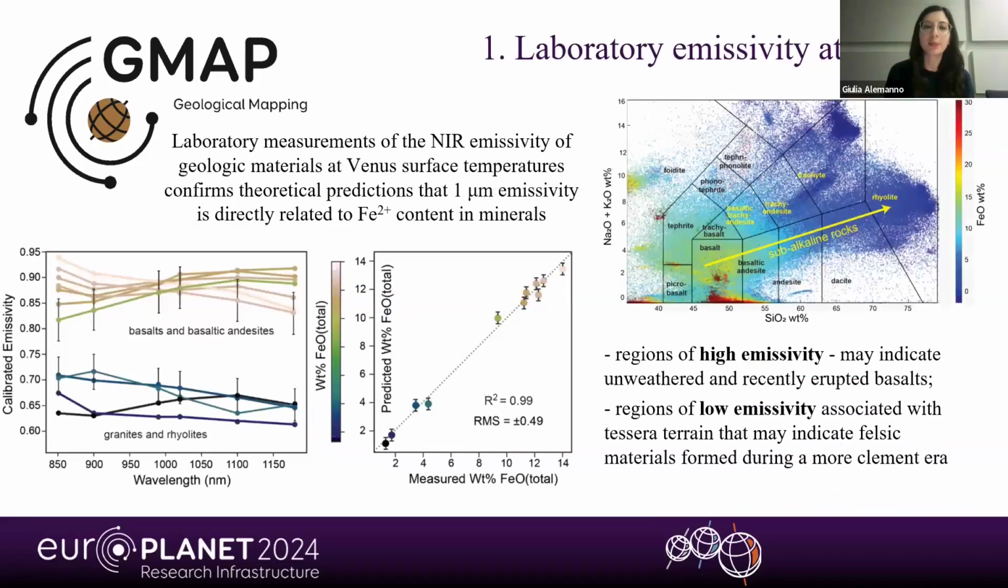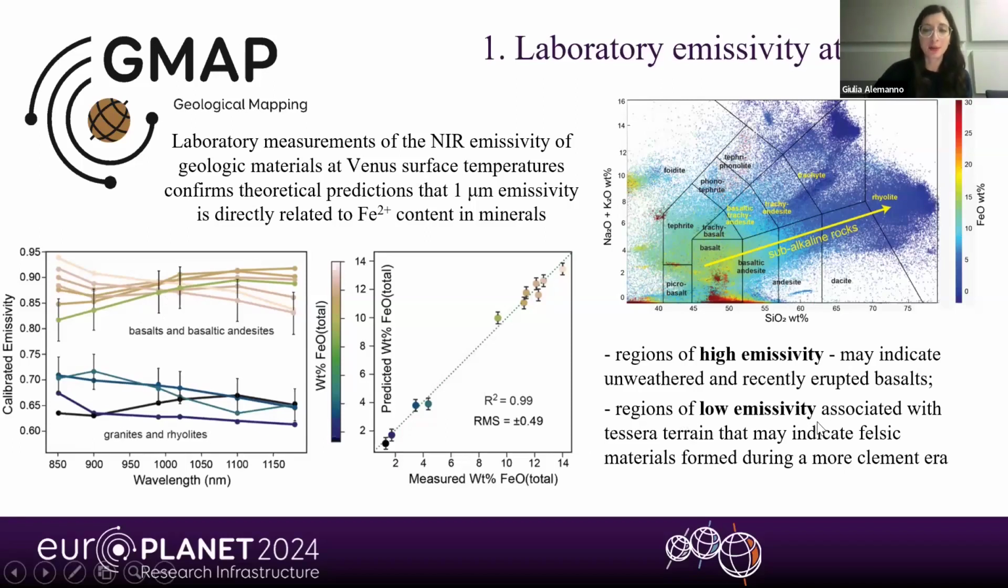So what has also been confirmed through laboratory measurement is that the emissivity in the 1 micron spectral region, which is the region where we observe Venus, is sensitive to the iron content of minerals. So once again, if we observe a region of high emissivity, this might indicate unweathered and recently erupted basalt. As you can see, in fact, here in the plot on the left, you have high emissivity for basalts and basaltic andesite, while you have low emissivity for granitic rocks.